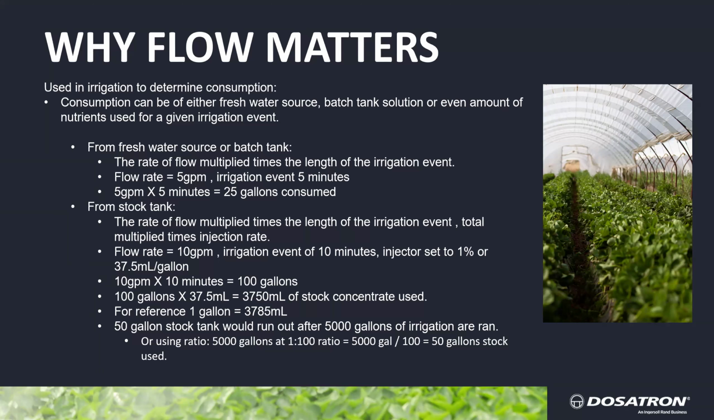Why is this important? Well, if I'm going to mix a stock tank and it's 50 gallons, I would run out after 5,000 gallons of irrigation are run. We can also use ratio here. At a 1 to 100 ratio, for every 100 gallons run, I'm going to use 1 gallon of my stock concentrate. So 5,000 gallons divided by 100 gives me 50 gallons of stock used.